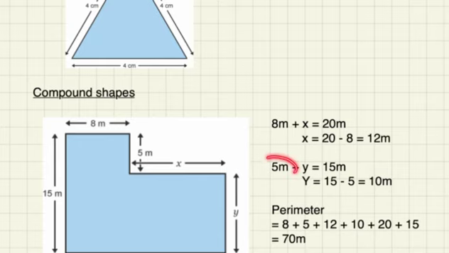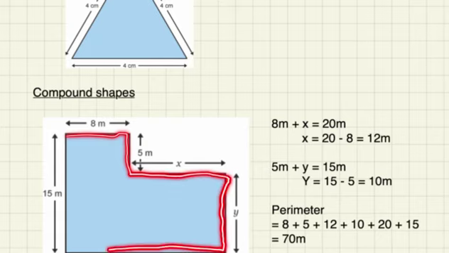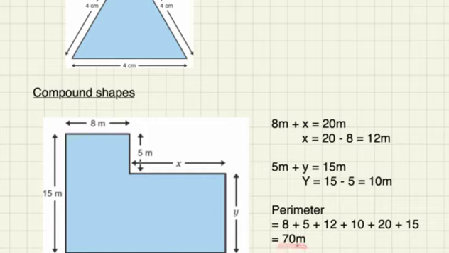And in order to find out what y is, to solve for y, we take the 5 meters over here. Whenever you take it over to the other side, it changes sign. So this will be 15 minus 5, which gives you 10. So we know that this is 10 meters. Now we can go on our walkabout. So the perimeter would be 8 plus 5 plus 12 plus 10 plus 20, which I can't see down the bottom, but it is there, plus 15. And all of that gives you 70 meters.